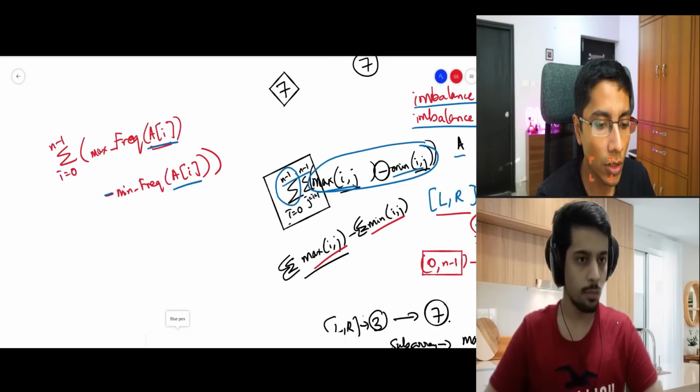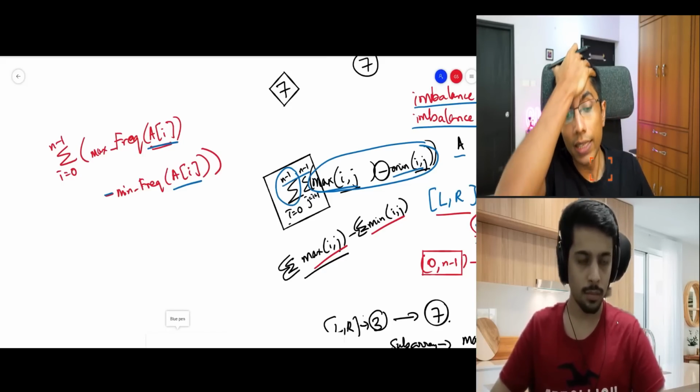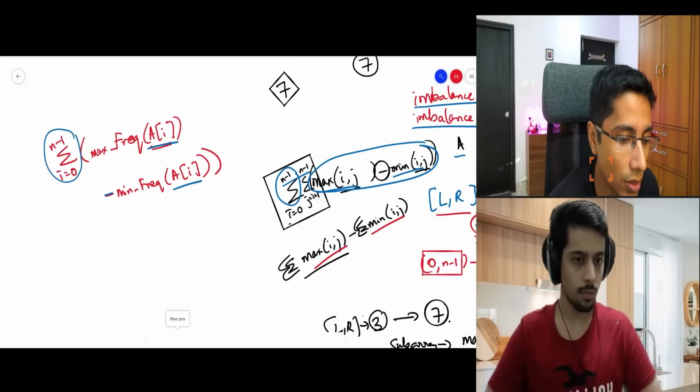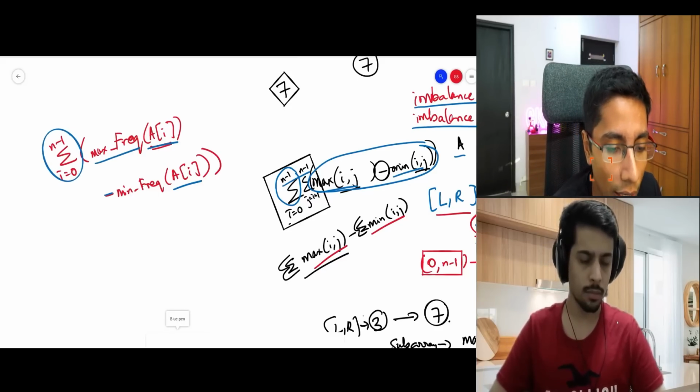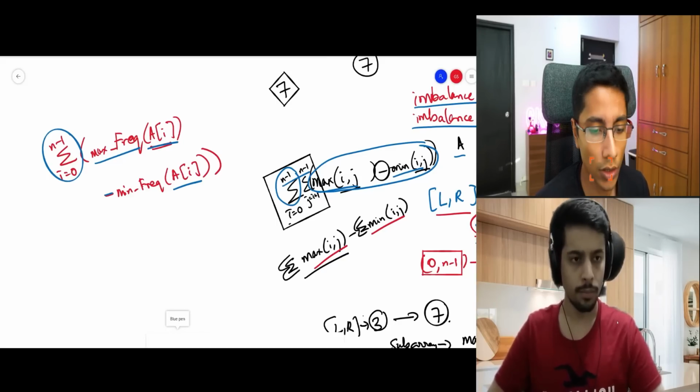I'll just do this and I'm done. So at least this is going to be order n because this is the number of things, but I need to now quickly find how many times you have occurred as a maximum in the subarray.